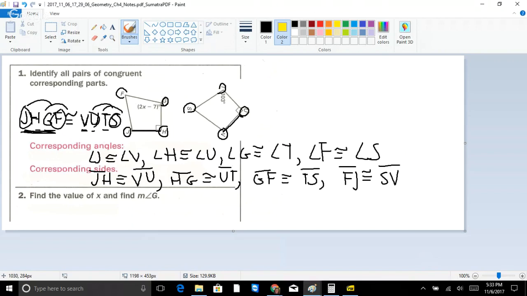Okay. All right, so we did all that. Now, last up, let's find the value of X and find the measure of angle G. So we want to figure out what is X and what is the measure of angle G, and we just happen to already have figured out that G is congruent to angle T. Okay, and angle T is 103 degrees. So this should be actually pretty easy.